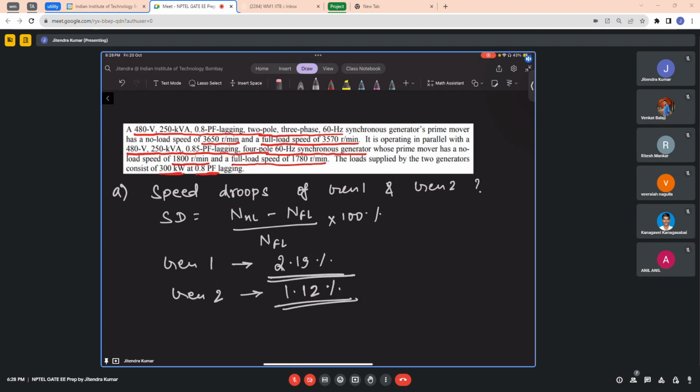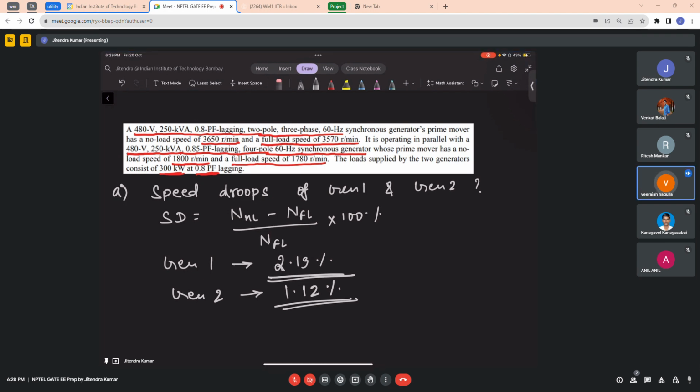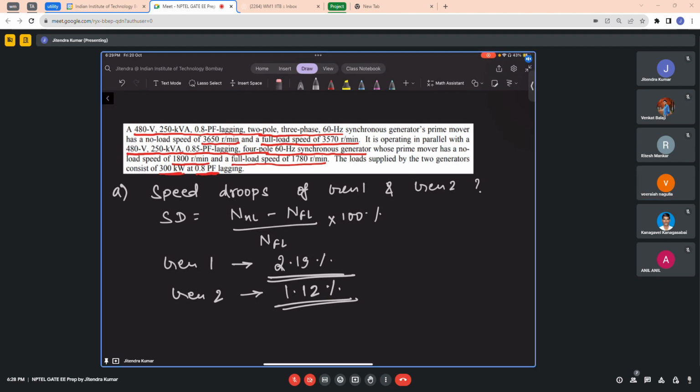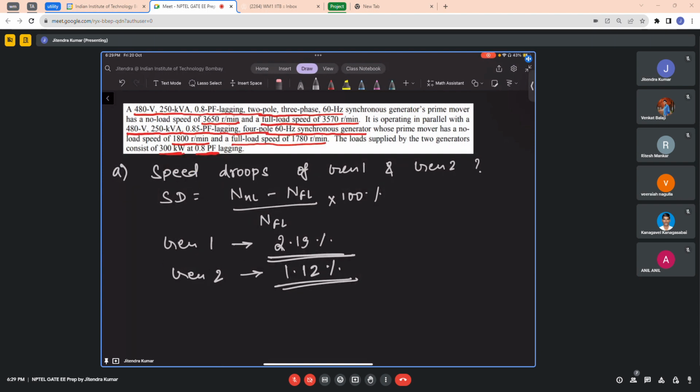So could you please let us know how did you solve it? No load speed minus full load speed divided by full load speed times 100, sir, by using this formula. Yeah. So no load speed is given directly in the problem, right? Yes, sir. And full load speed is also given in the problem, right? Yes, sir. Both were pretty apparent, so there is no doubt about it. And you just plug in these expressions to get the result. That's all, right?